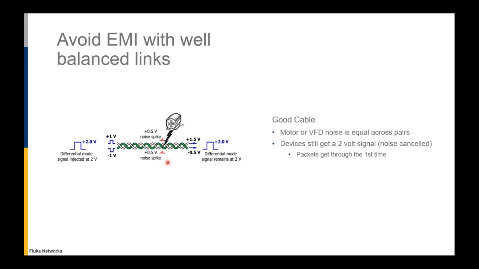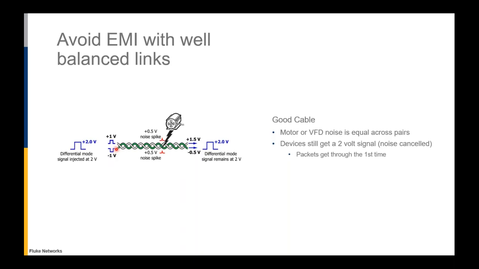Well, it works in the following way. When we're going to transmit a signal down our pair of cable, suppose the signal I want to send is +2 volts. So I'm going to send on one leg +1 volt and on the second leg -1 volt, giving me a difference of 2 volts.